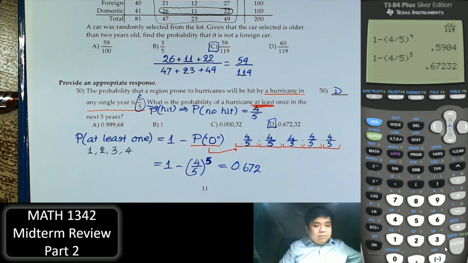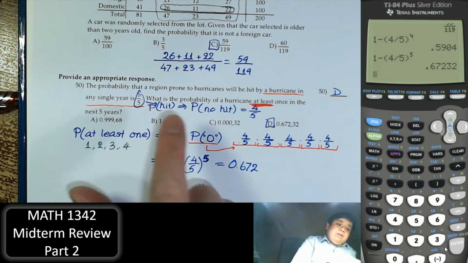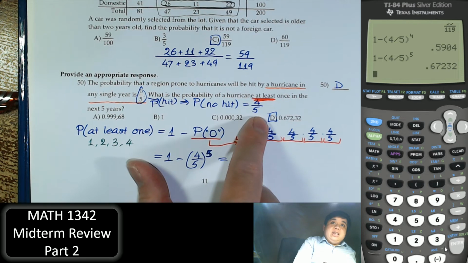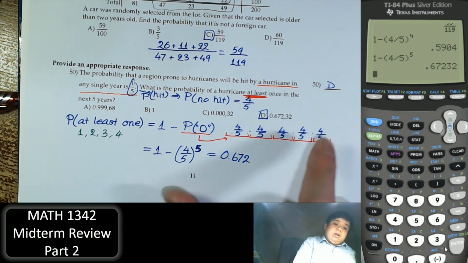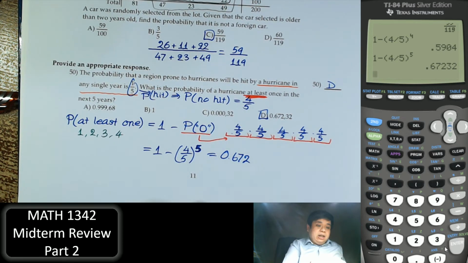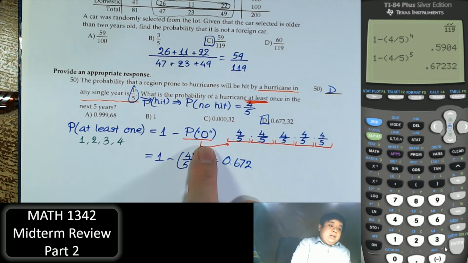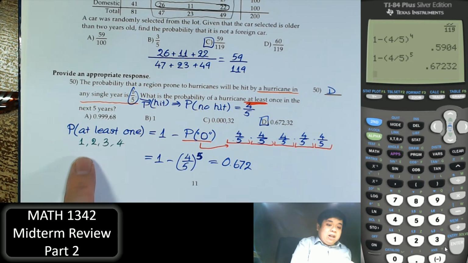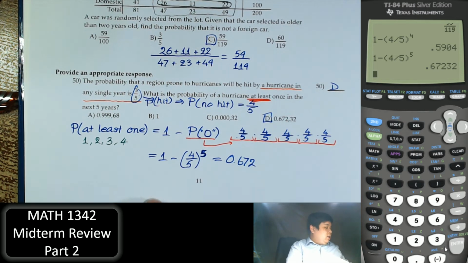Right? So the probability of getting hit is 1/5, and of no hit is 4/5 in a year. So in 5 years we multiply those together 5 times, and so that is no hit. But we want the probability of getting at least one, so we take one, subtract it, and that's what we have.